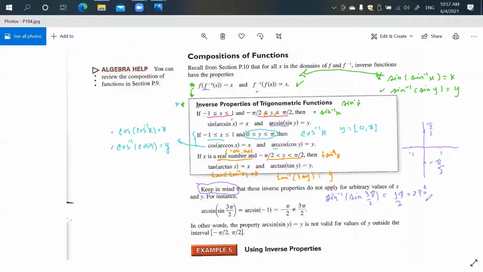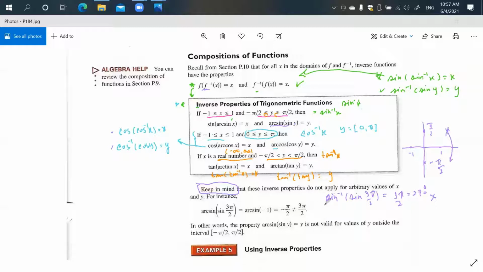So if you have the value of this one, it is out of bounds. The restriction has to be quadrant 1 and quadrant 4, but 270 degrees is gone. It means it's out of bounds. So if you answer equal to 3 pi over 2, it's wrong, right? In this case, it is wrong.